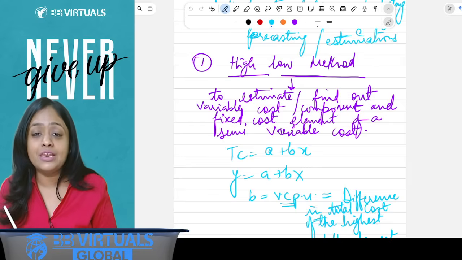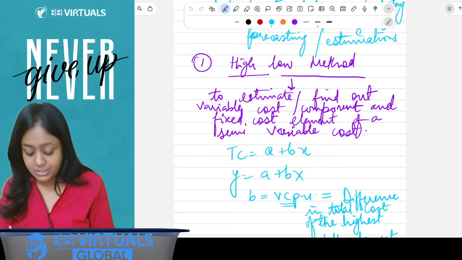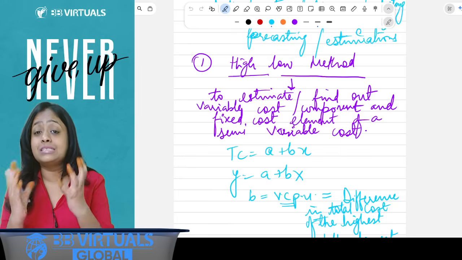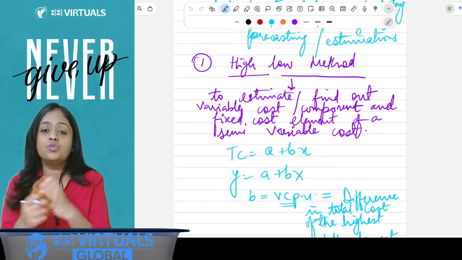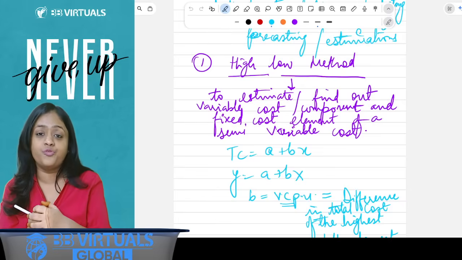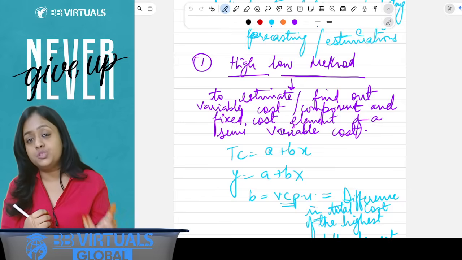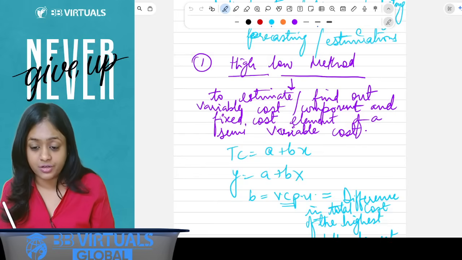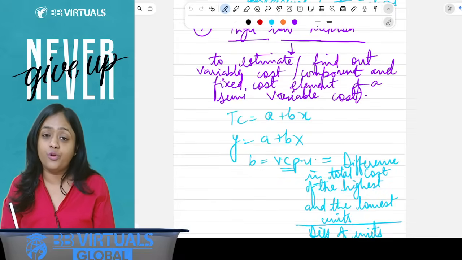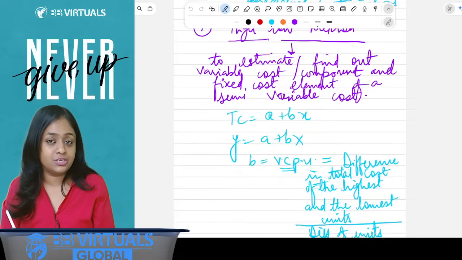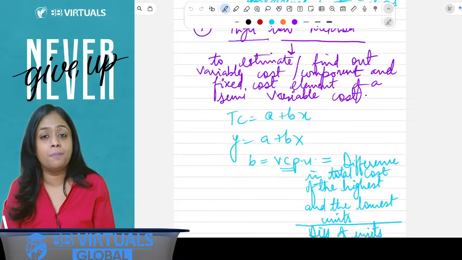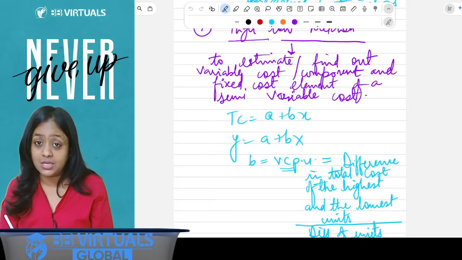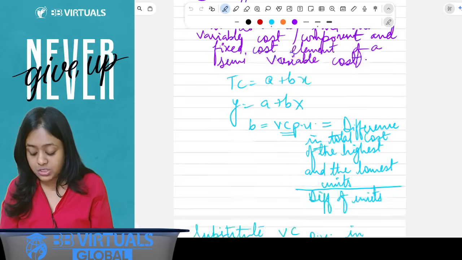Number one is the high-low method. The high-low method simply measures how to estimate and find out the variable cost in a semi-variable cost. So we have steps to calculate the variable cost portion out of the semi-variable cost and then calculate the fixed cost for it. We typically follow the normal costing equation that says total cost is equal to A plus BX, where A is the fixed cost in total and B is the variable cost per unit.